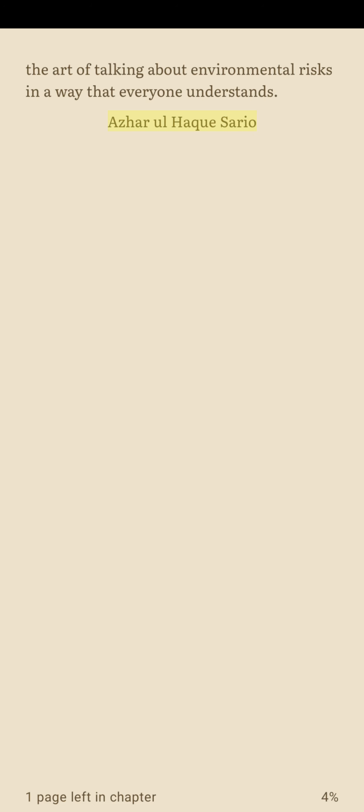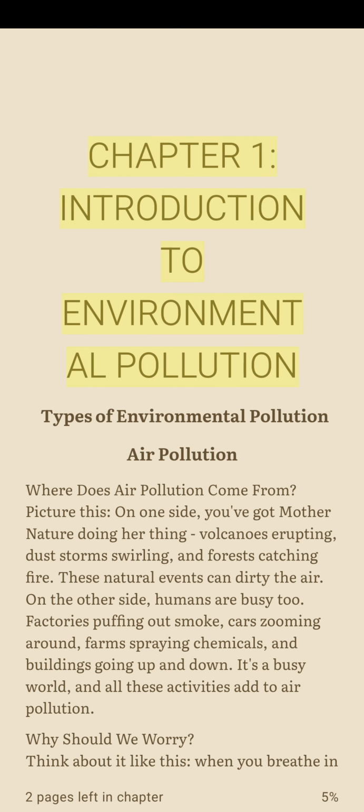Azhar al Haque Sario. Chapter 1. Introduction to Environmental Pollution. Types of environmental pollution. Air pollution. Where does air pollution come from? Picture this. On one side, you've got Mother Nature doing her thing, volcanoes erupting, dust storms swirling, and forests catching fire. These natural events can dirty the air.